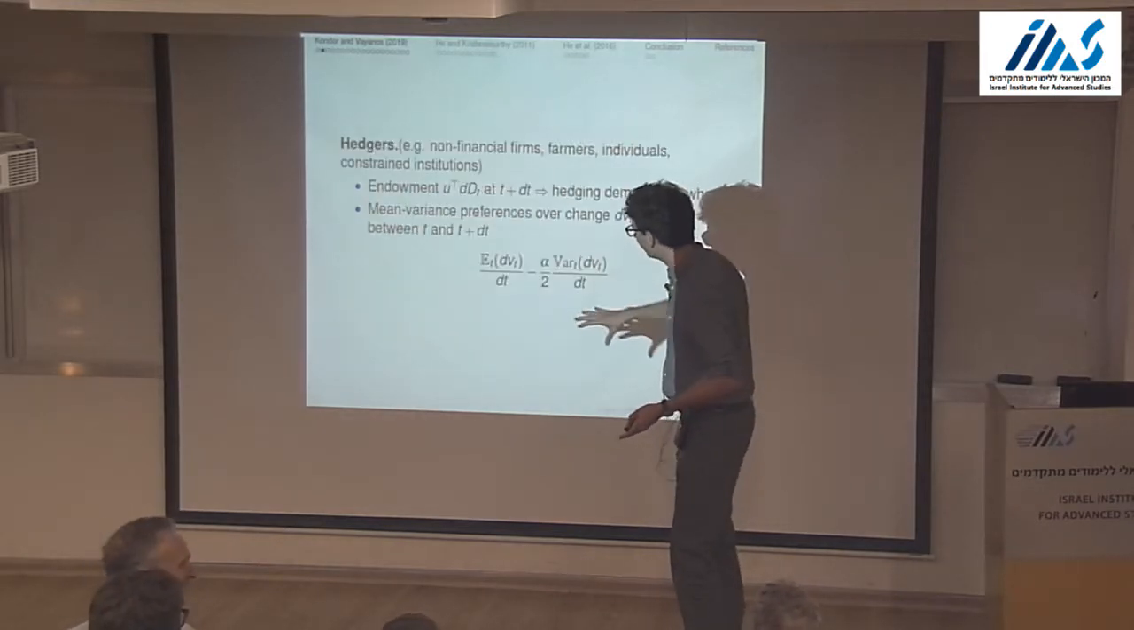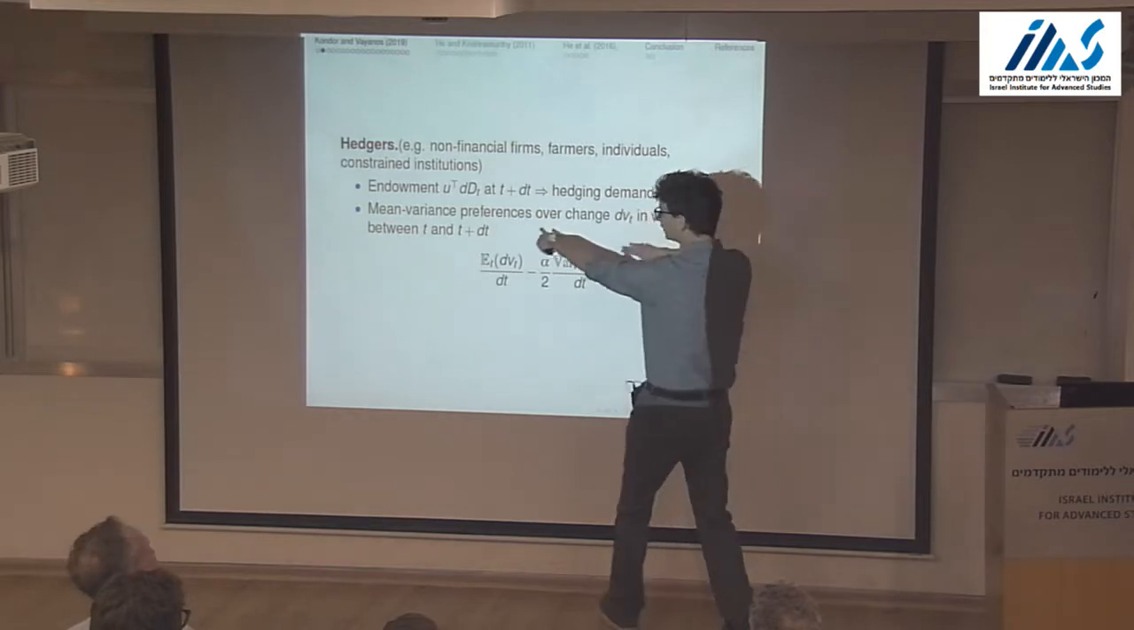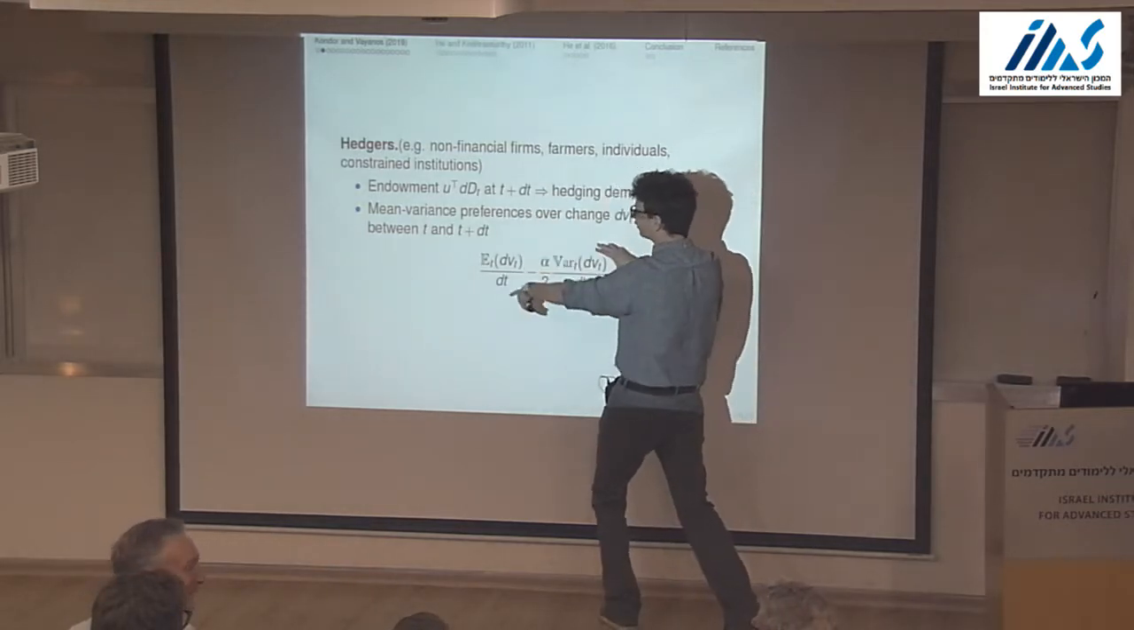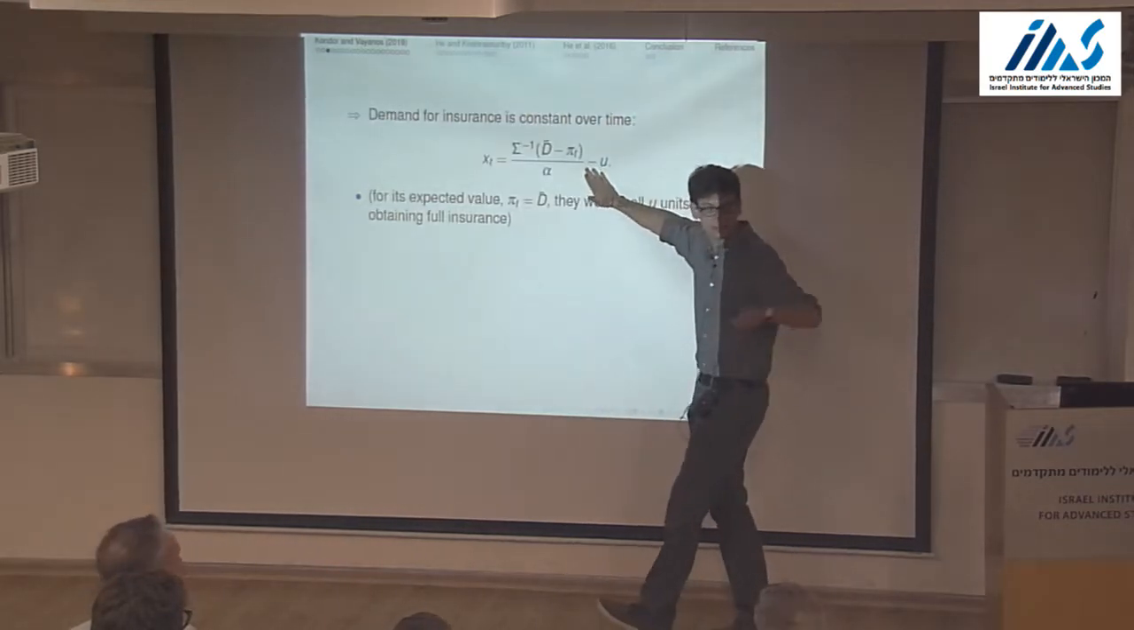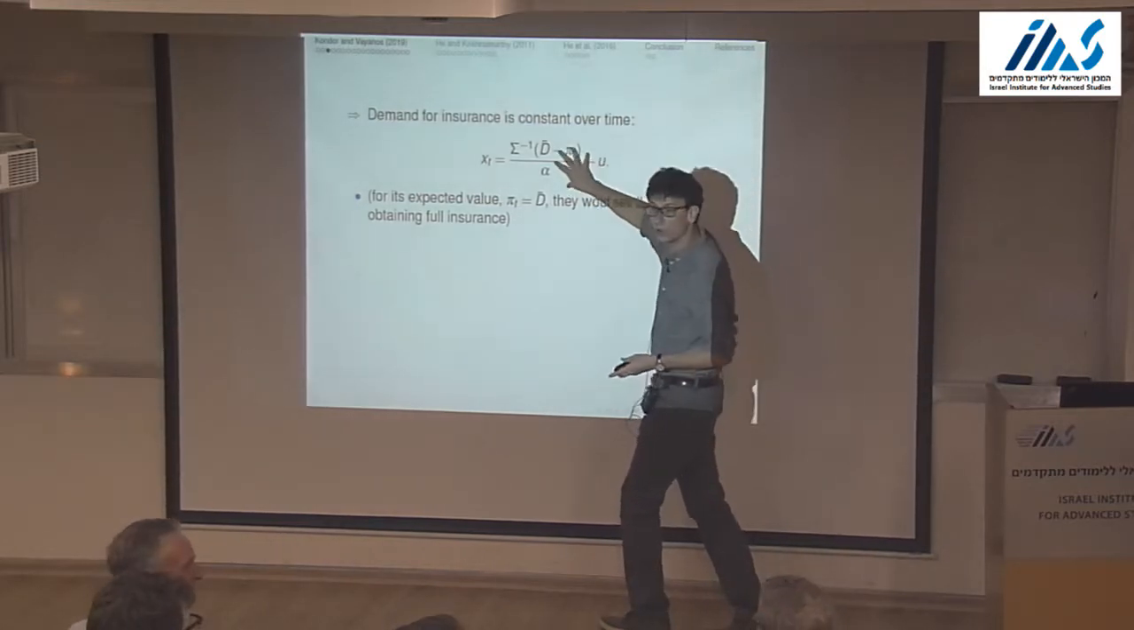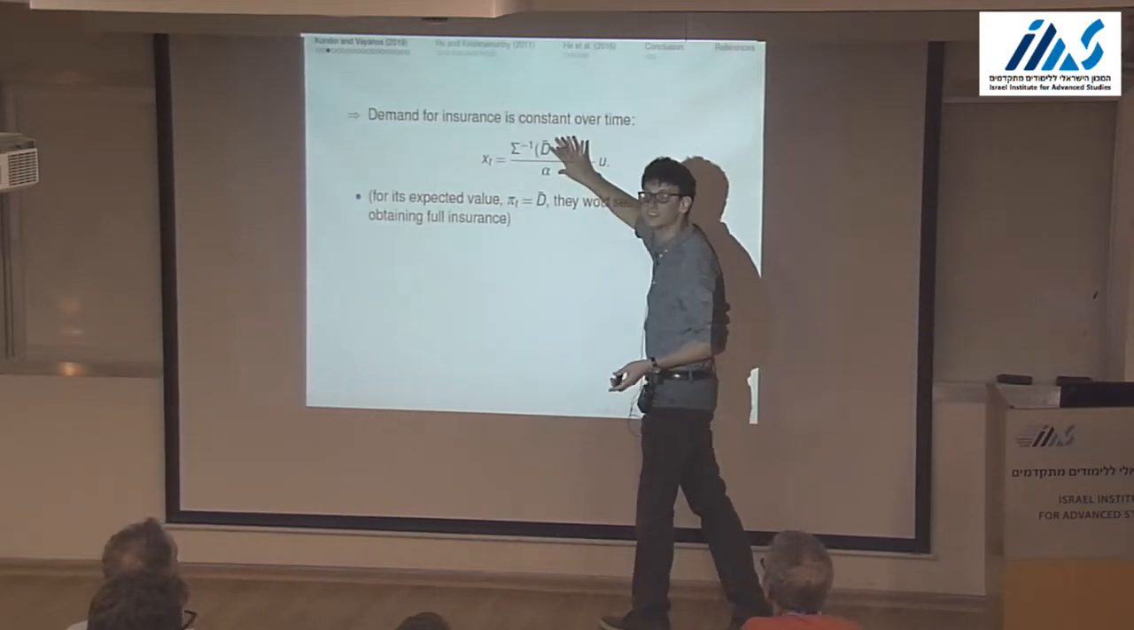I'm not very good with crops. But the only reason why we write this down is to get this. I will answer the question in a moment. This is the only thing we want to get out of the hedgers: the demand curve.